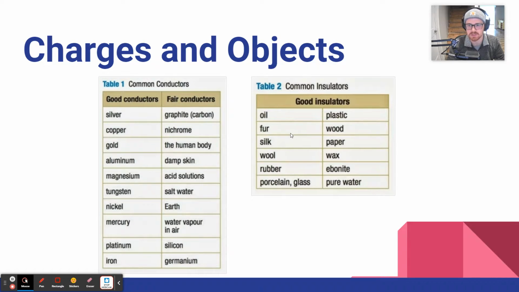Same thing for good and common insulators. Okay, just a short list of good examples as to what makes a good conductor versus what makes a good insulator. And remember, good insulators make bad conductors. Good conductors make bad insulators.